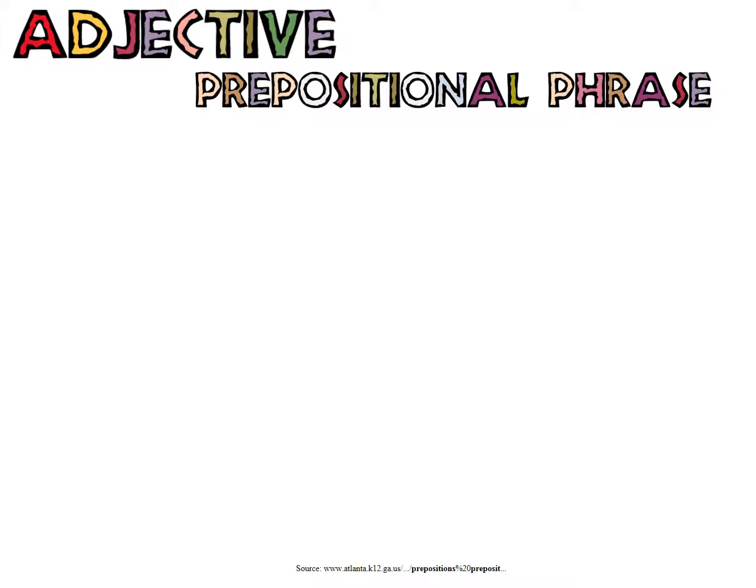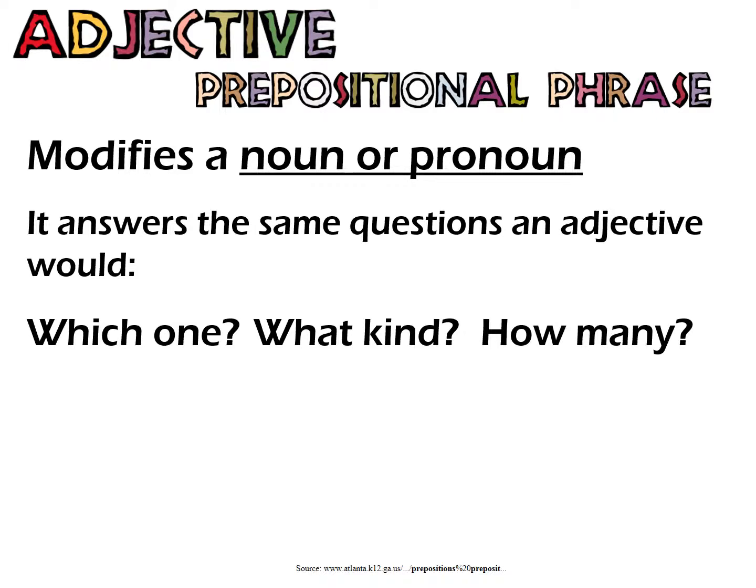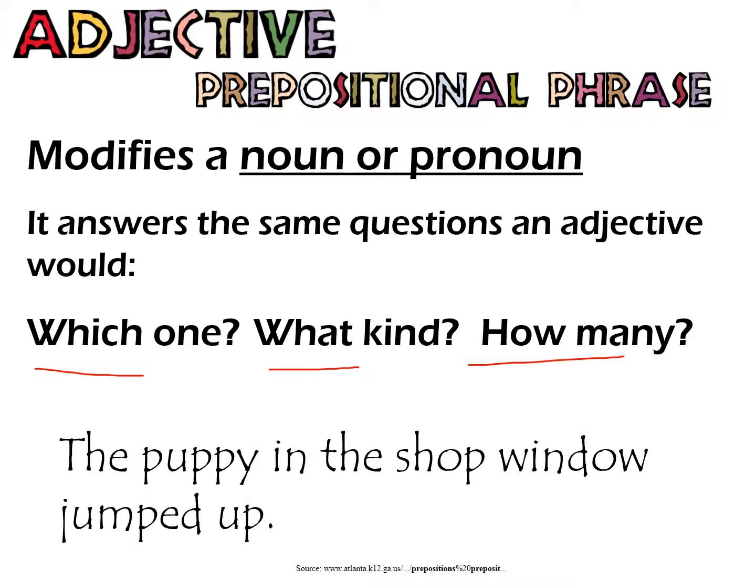All right, let's look at when a prepositional phrase has an adjective in it. So prepositional phrases that are adjectives modify a noun or a pronoun. It answers the same questions as an adjective would, such as which one, what kind, and how many. Look at this one here. The puppy in the shop window jumped up. So in this particular case, we're talking about this phrase right here, in the shop window.